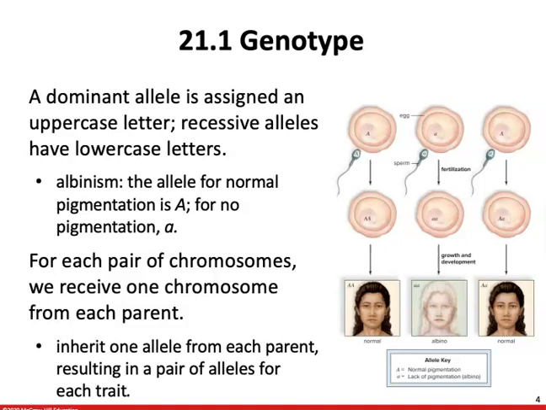So for each pair of chromosomes, you're going to receive one chromosome from each parent. You're going to receive one chromosome from your mom and one chromosome from your dad. Now, those chromosomes that you receive from your mom and dad could be the same. So you could have the exact same allele from each parent, or you could have different alleles from each parent.